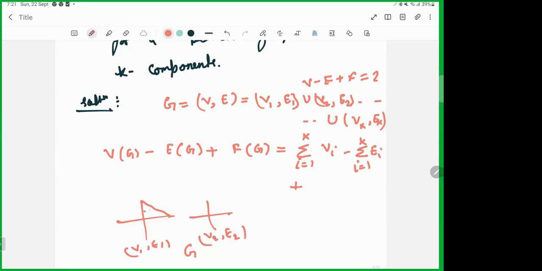This graph has two faces, one and two, yes, and this graph has only one face. So how many faces does G have, which is the union of these two? Okay, so we have to reduce one common face for each of the components, basically. So first we sum the faces, then we take out exactly k minus one faces. Yes, correct.